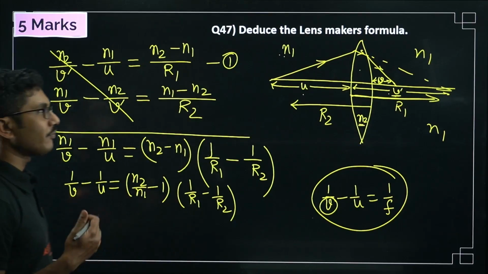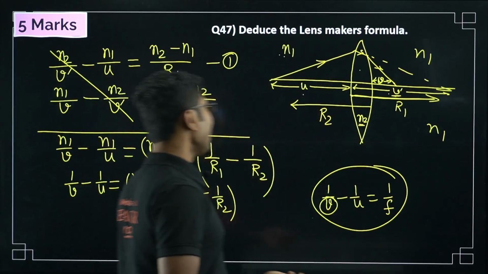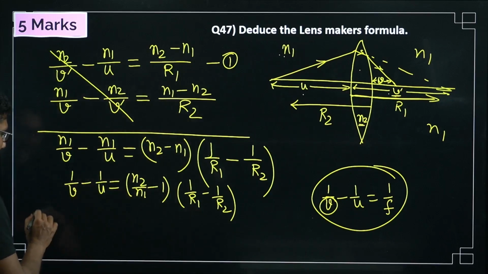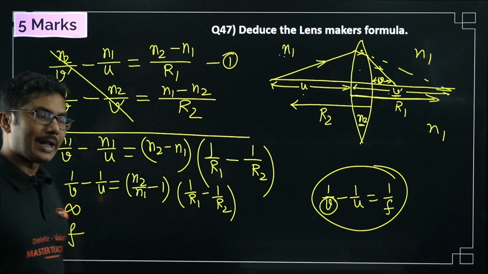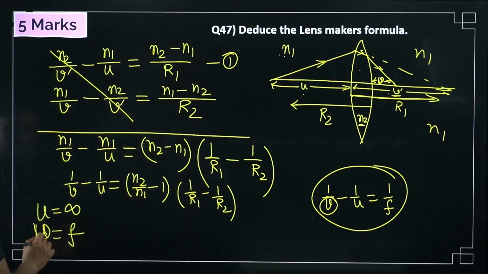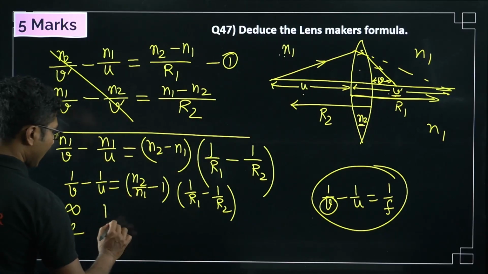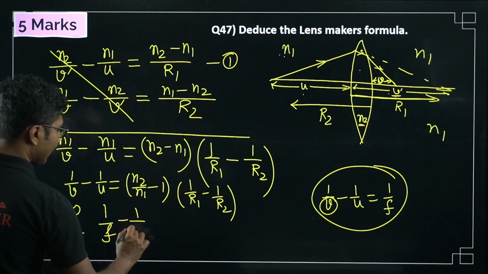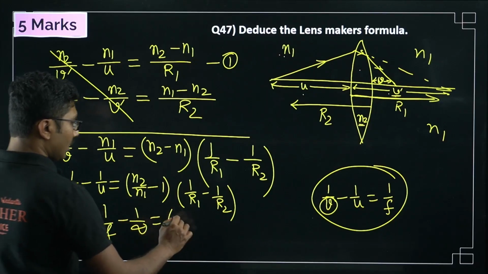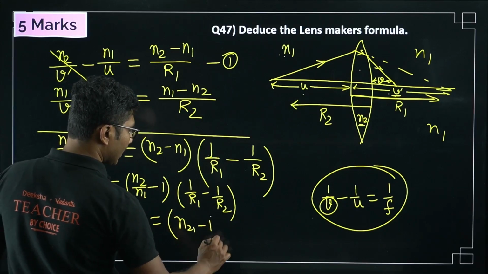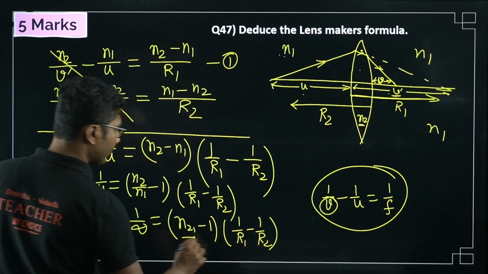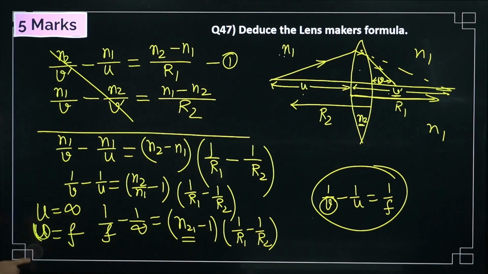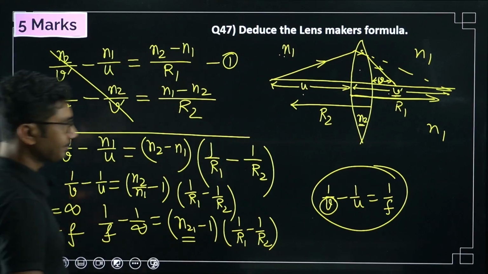What is the definition of focal length? Focal length is defined when the object is at infinity. When the object is at infinity, the image is formed at the focus. So that is the definition of focal length, and we will put that value over here. So 1 by f minus 1 by infinity equals (n21 minus 1) times (1 by R1 minus 1 by R2). n21 is the relative refractive index of the second medium with respect to the first medium.